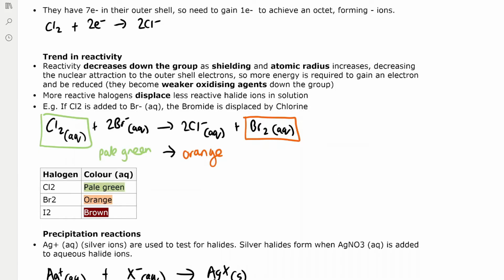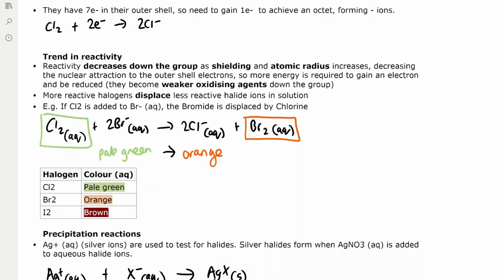The halogens have 7 electrons in their outer shell, so need to gain 1 electron to achieve the octet rule, which is 8 electrons. So they form 1- ions. So for example, chlorine gains 2 electrons to form 2 Cl- ions, so 1- ions. So each atom gains 1 electron.